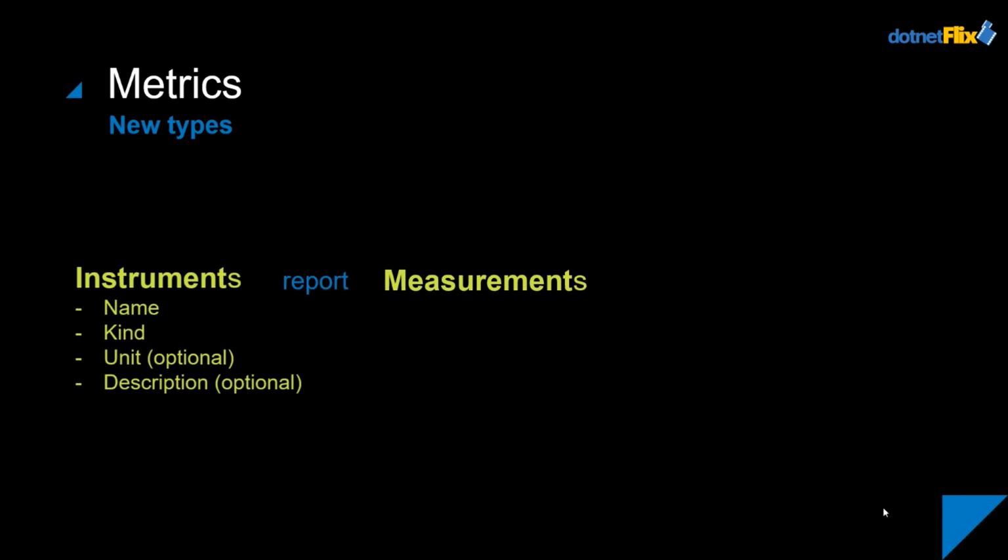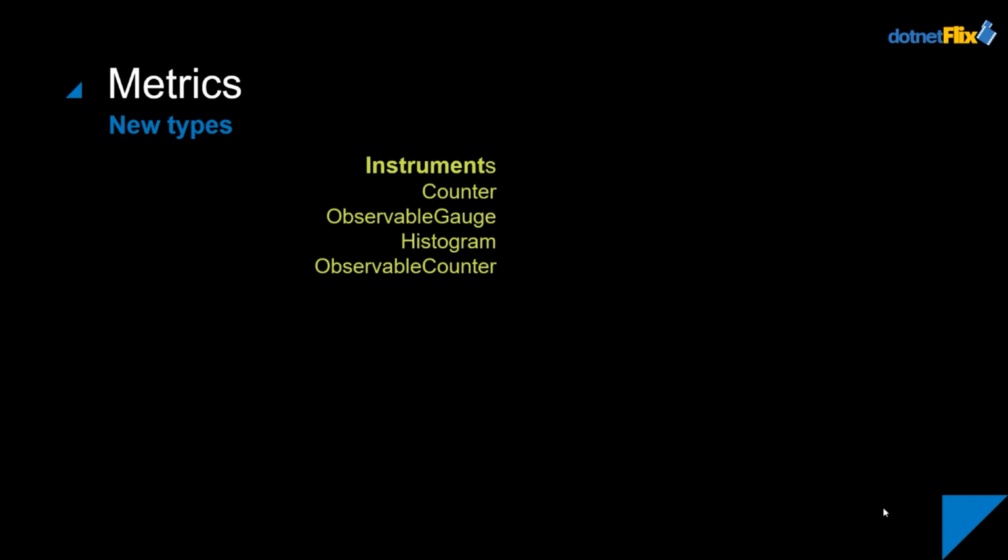So instruments report measurements, which are the metric values that you measure. And measurements can then also be listened to by meter listeners, which is the tracking and observing part of the new module that has been implemented. I already mentioned that instruments have a kind, which means there are different types of instruments available. As of right now, there are four different instruments supported in .NET 6. There are more instrument types in OpenTelemetry, but they've only implemented these four in .NET 6.